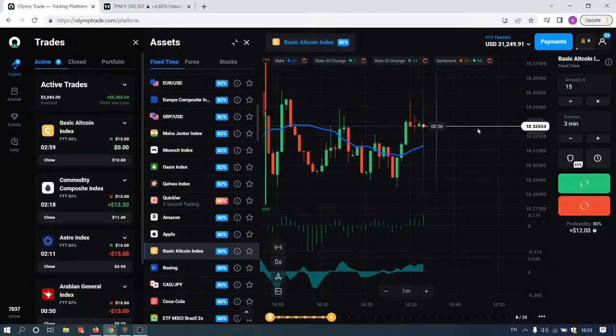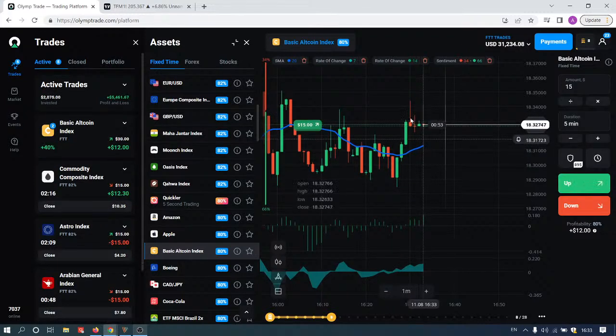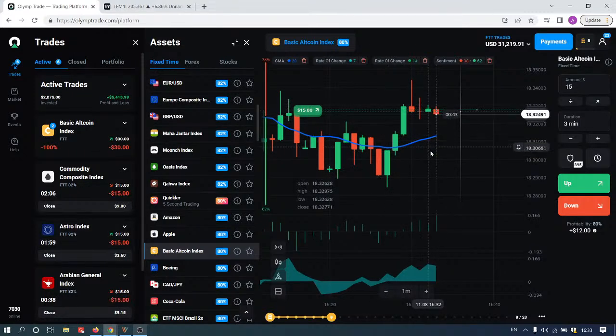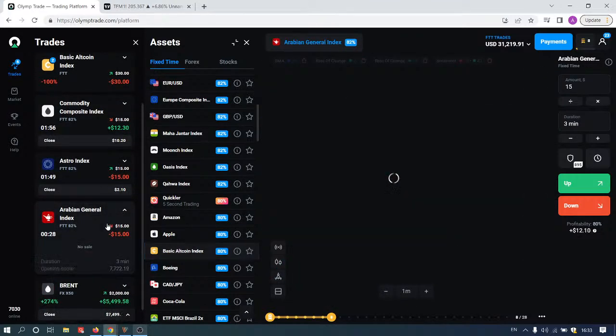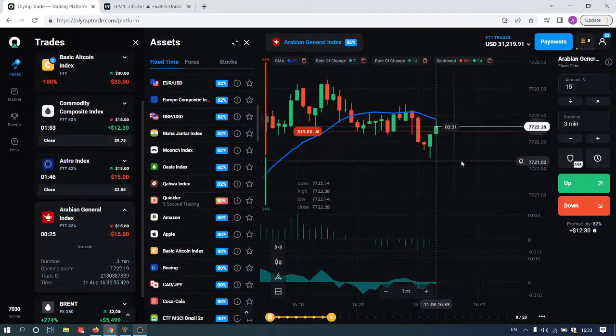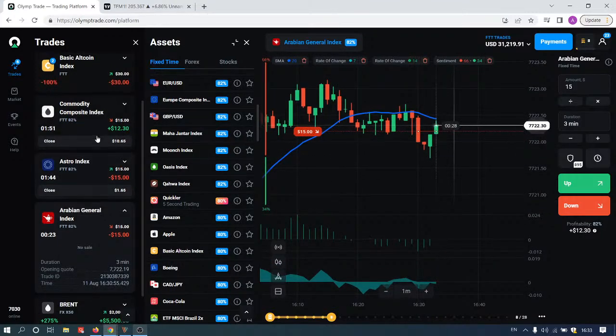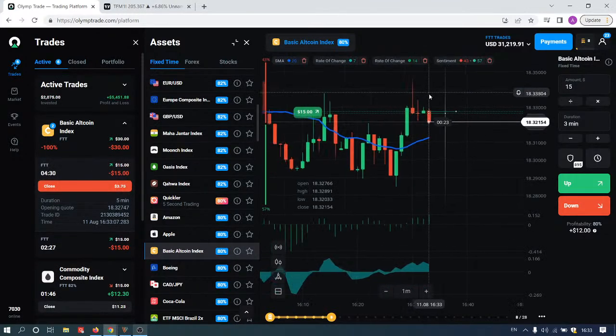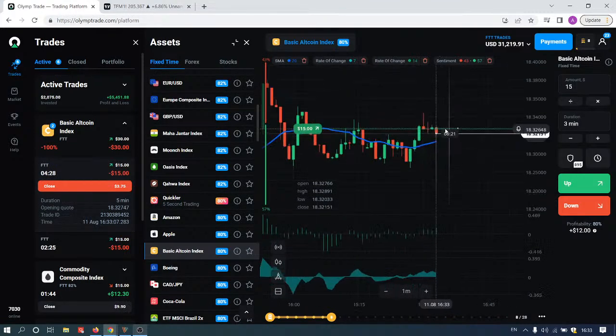Okay, so I kind of like this setup here. With basic altcoin index, I'm trying 2 different durations, 3-minute and 5-minute. We have this nice little breakout, and we are trading above the 20 SMA, and the 2 ROCs are also showing us an up trade. So yeah, that is an interesting setup. So I expect it will make this upwards push.